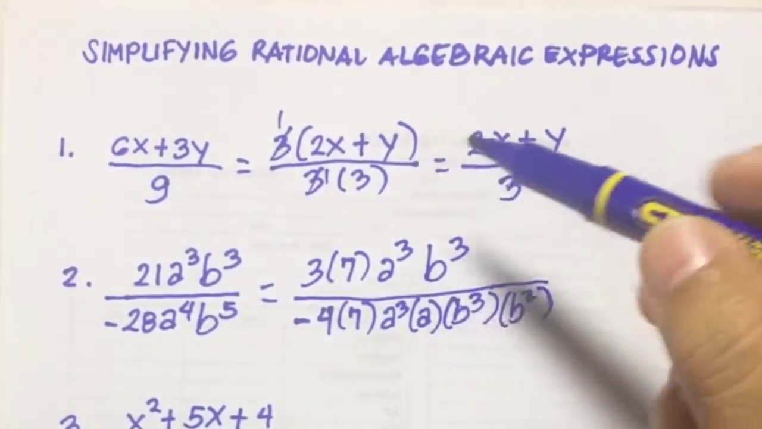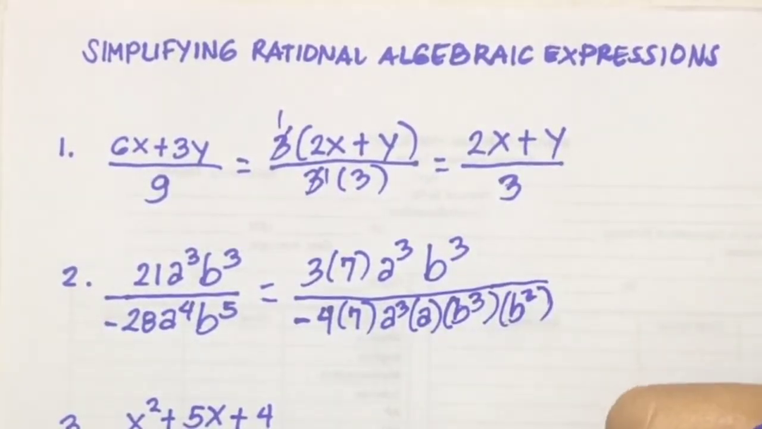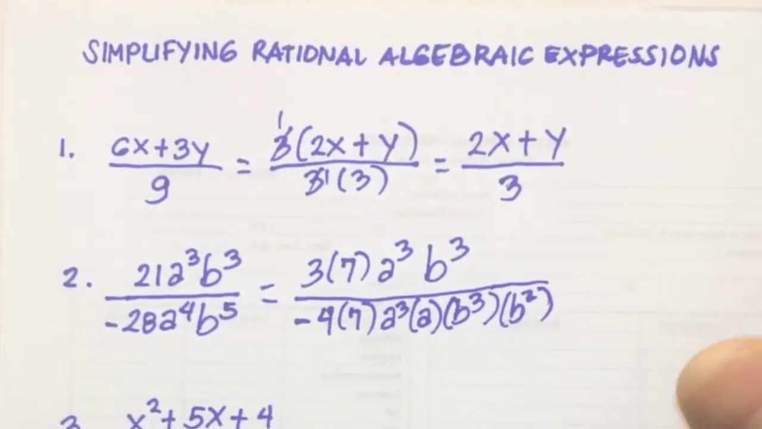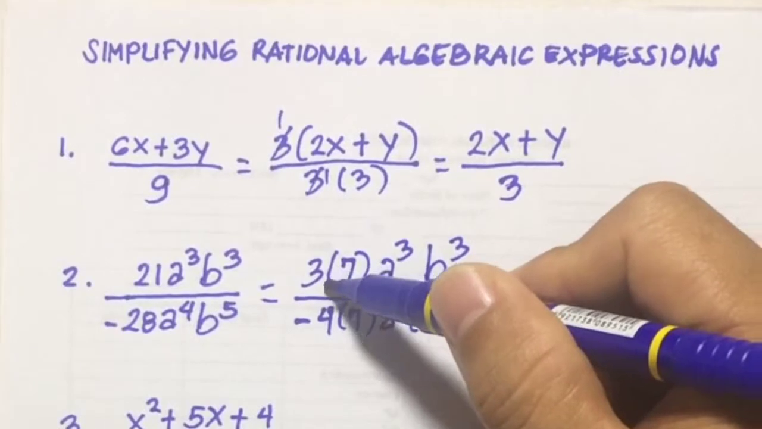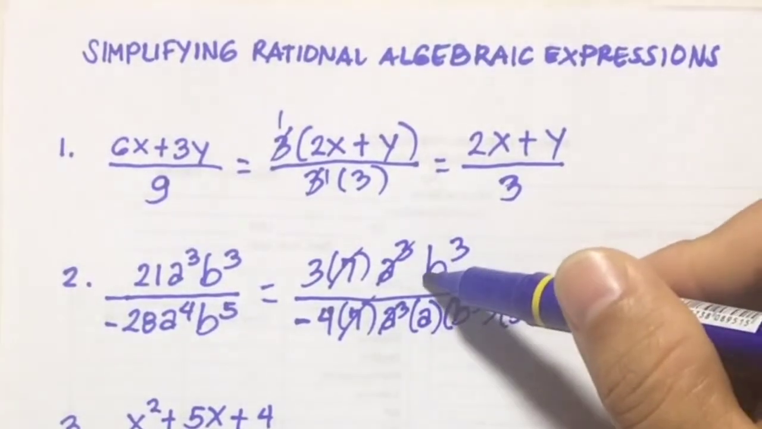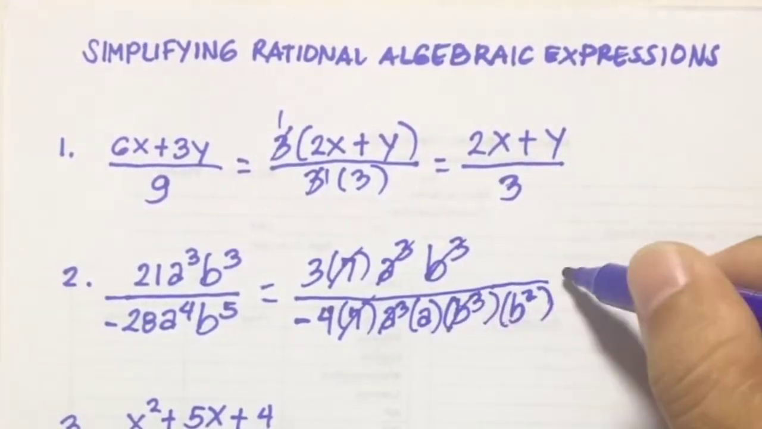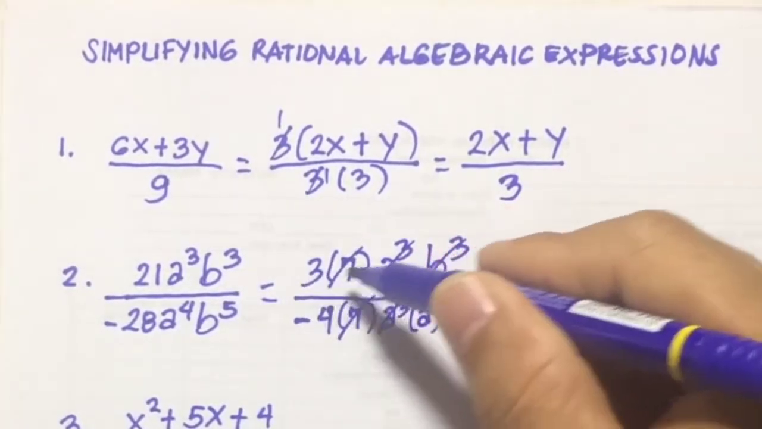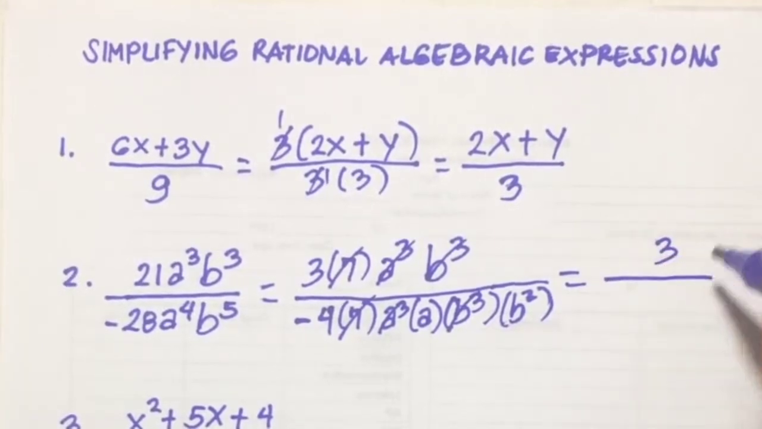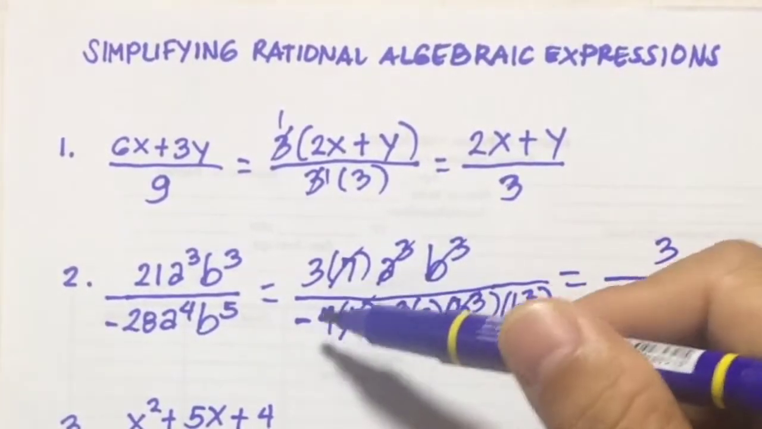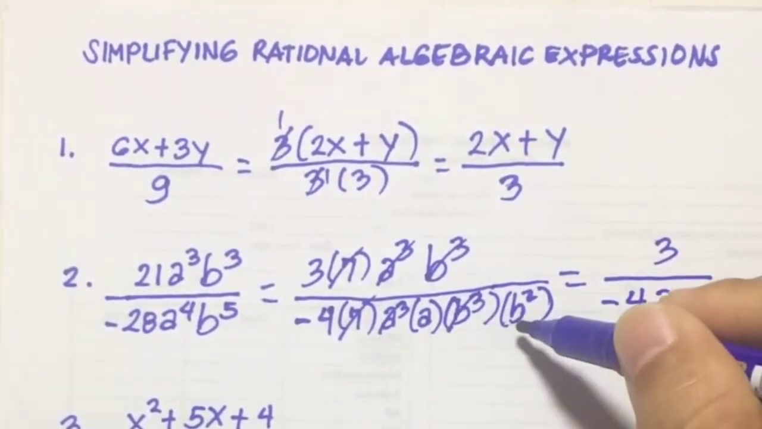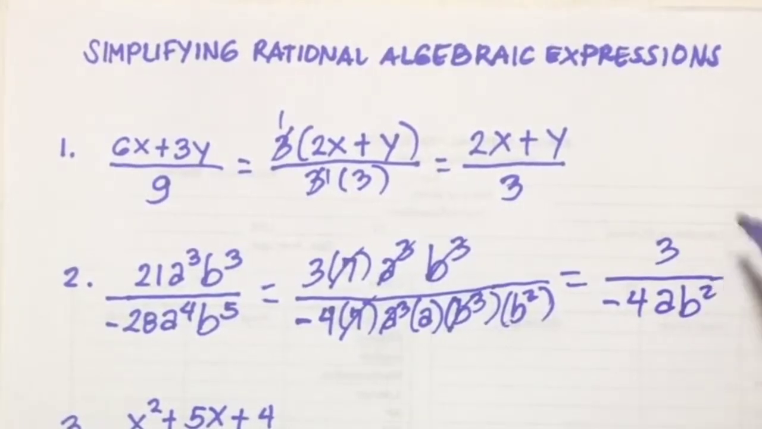Then next thing to do is we're going to eliminate or cancel out similar terms from the numerator and denominator because that will be equal to 1. So we are going to have here 7 and 7, a cubed and a cubed. Then we're going to have here b cubed and b cubed. So our answer will be, for the numerator, the remaining number here is 3. Then this will be over, in the denominator, negative 4, then times a, then times b squared. So this will be your answer.